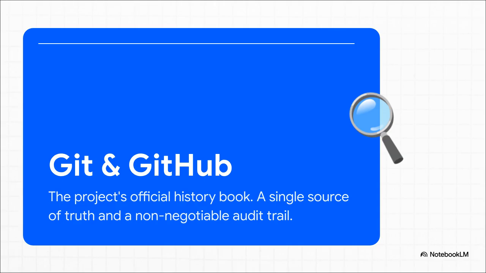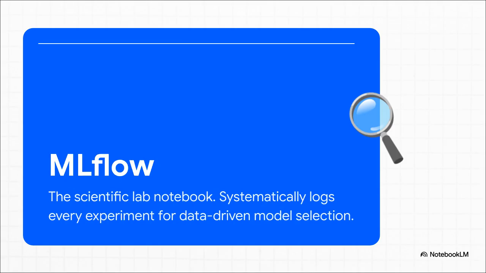Now, for you as a product manager, this is your best friend. Seriously, think of it as the project's official, unchangeable history book. Every single change is logged, who made it, and when. So when something inevitably breaks at 2 a.m., you don't have a mystery on your hands. You have a perfect audit trail to find exactly what happened and why. It's all about accountability.